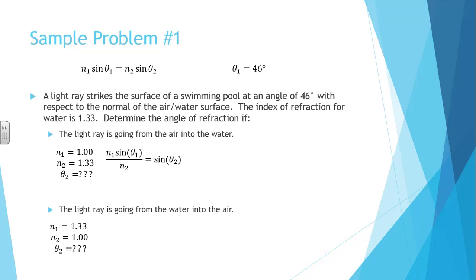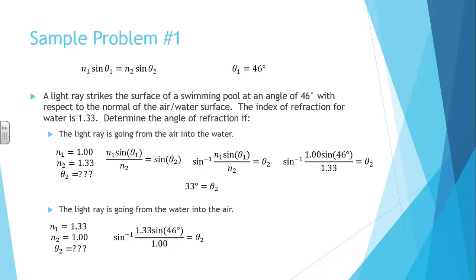So we work this out. This equation will actually be true for both situations: n1 sine of theta 1 over n2 equals sine of theta 2. We can get rid of the sine by doing inverse sine to both sides, which means the inverse sine of 1 times sine of 46 over 1.33 is theta 2, and you get theta 2 is 33 degrees. So this is going from air into water. The light ray gets refracted toward the normal. If we do the reverse, you find that the light ray gets refracted away from the normal.